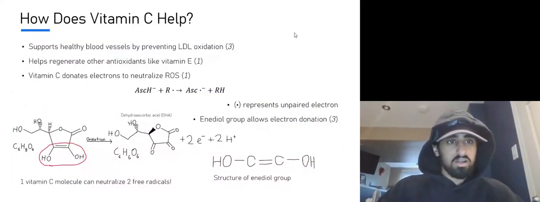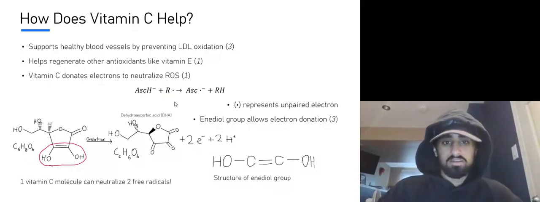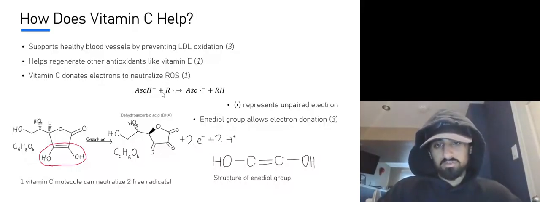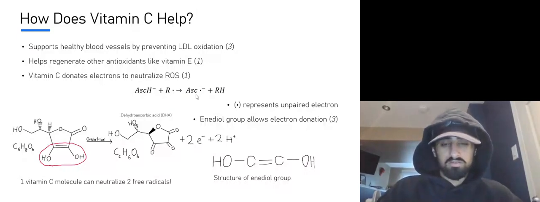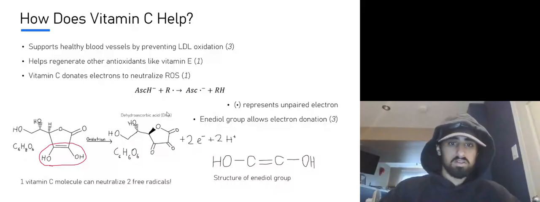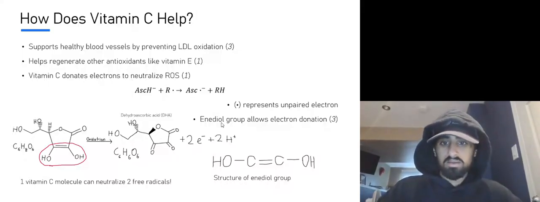So how does vitamin C help? Vitamin C helps by donating electrons to neutralize reactive oxygen species. In this equation, you see ascorbate and a free radical. Ascorbate is going to reduce the free radical to form the reduced version of the free radical, and also the DHA molecule, which is dehydroascorbic acid. So in this reaction, the ascorbate is donating its electron.